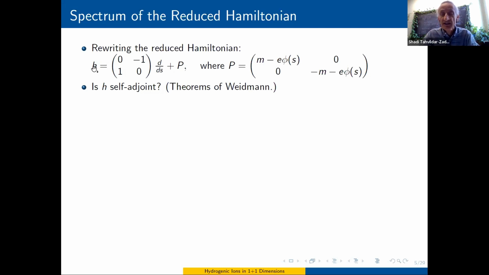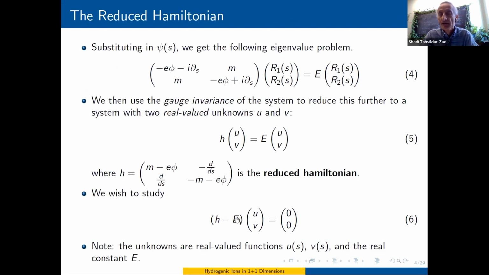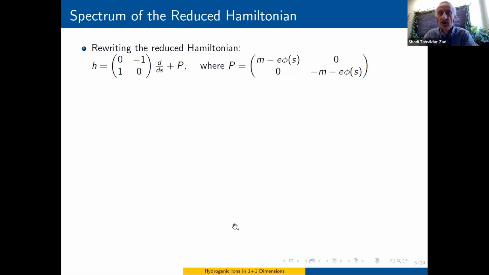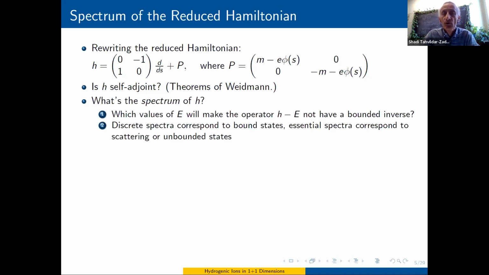Why is that important? It's because we wanted this E to be real. So we are interested in real values. This E turns out to be the energy of the system. So we want it to be real valued, and for this operator to have real spectrum, it needs to be self-adjoint. So one needs to study under what conditions that is the case. And also next is, if it is self-adjoint, what is the spectrum?